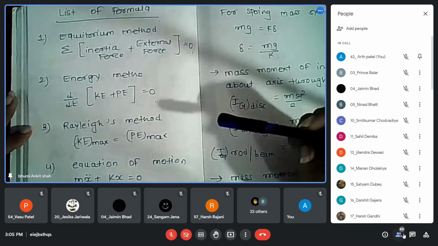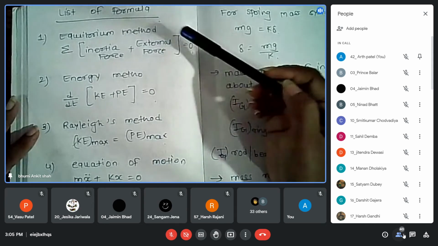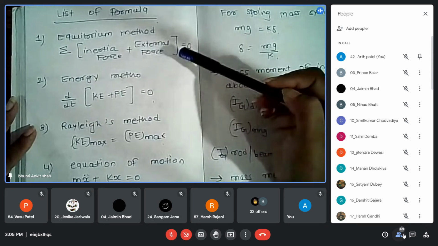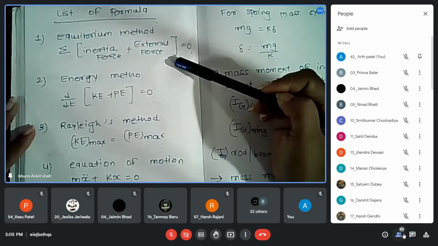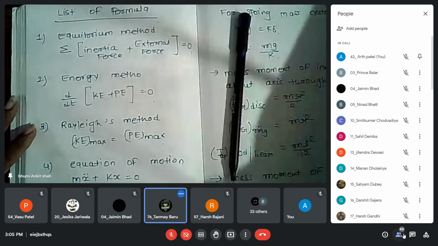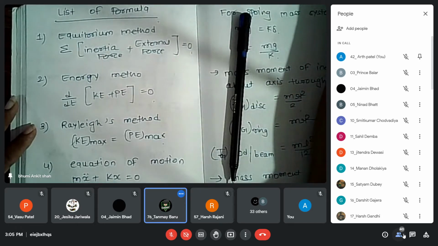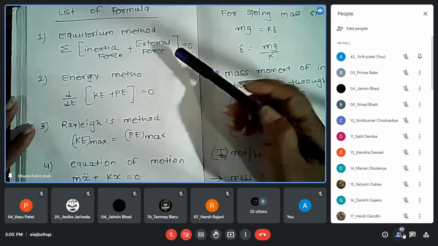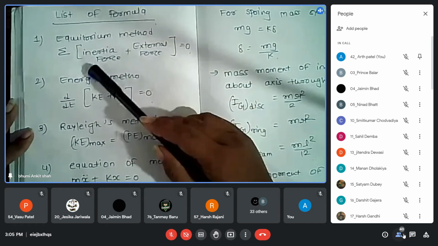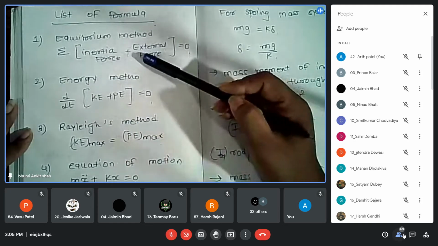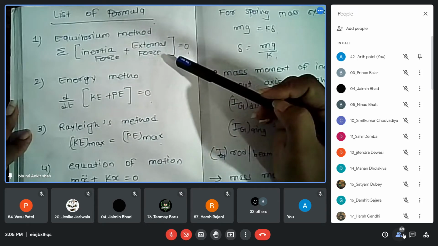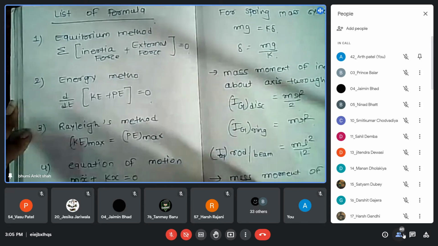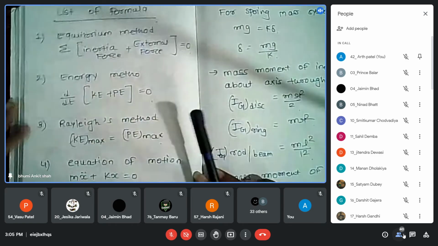It will help you. So in equilibrium position or equilibrium method, or when you are considering free body diagram, yes, Tanmay? Okay. So when you are considering equilibrium method, what you are writing in summation of inertia force plus external force is equal to 0, right? This is what mx double dot equal to minus f, right? It is that equation based on Newton's law of motion.